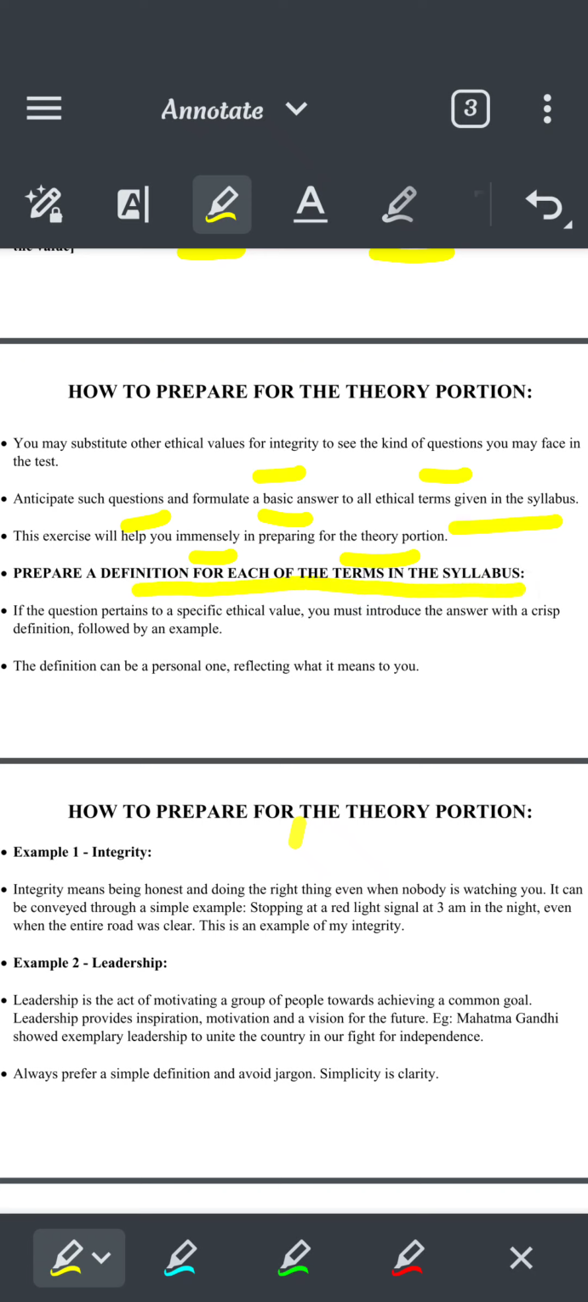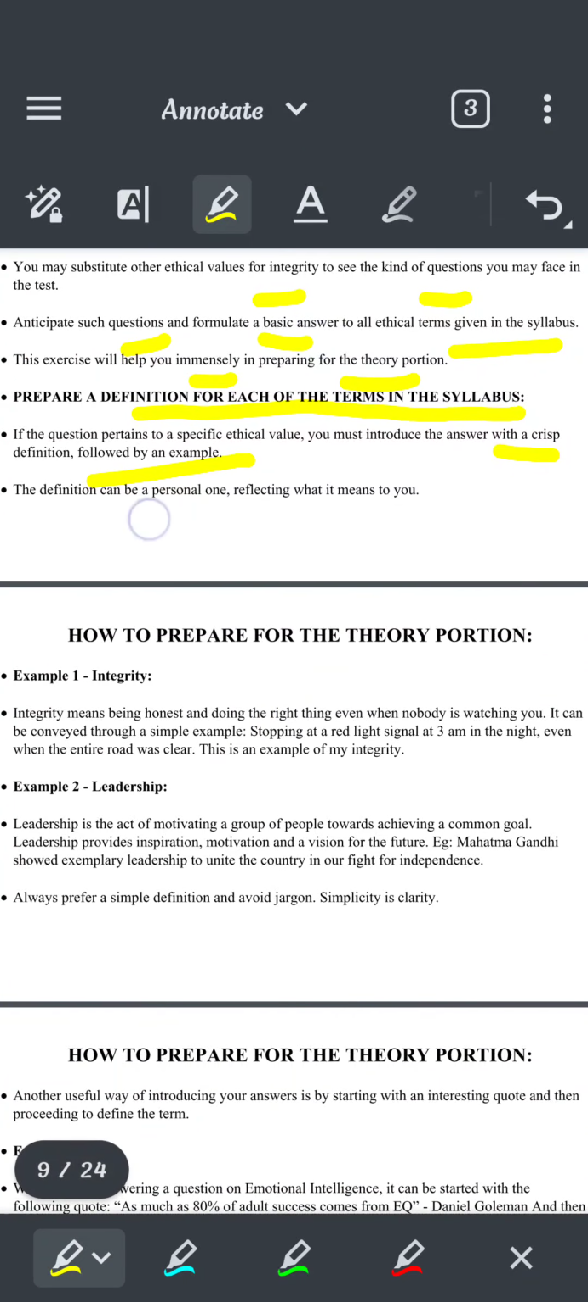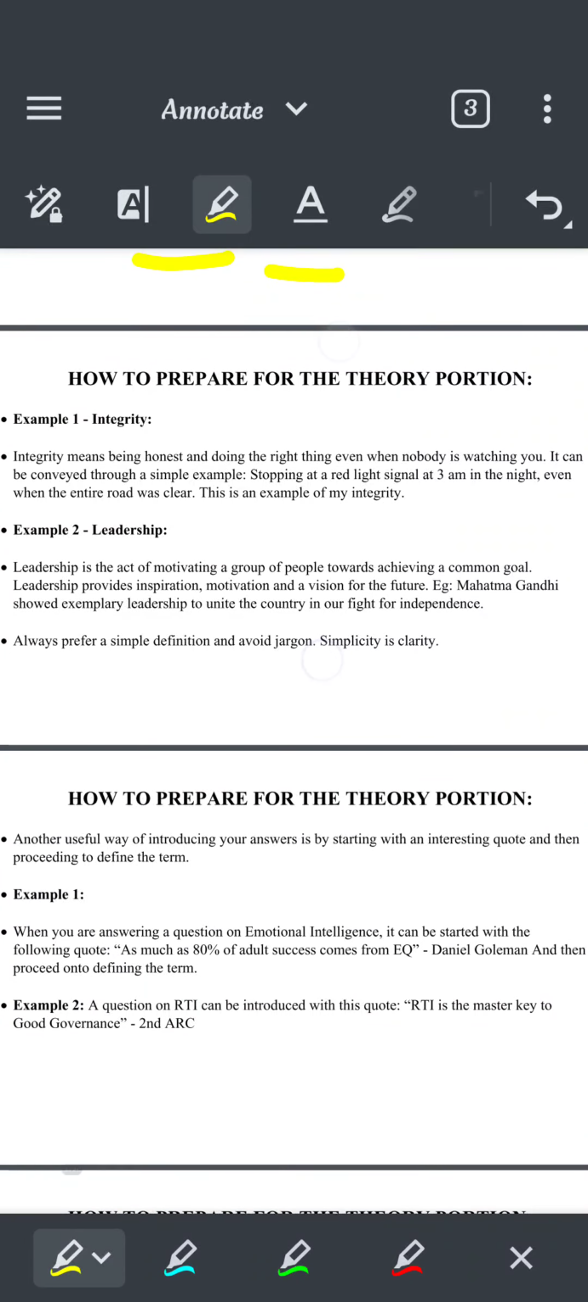If the question pertains to a specific ethical value, you must introduce the answer with a crisp definition followed by an example. The definition can be a personal one, reflecting what it means to you. So example 1 is integrity. Integrity means being honest and doing the right thing even when nobody is watching you. It can be conveyed through a simple example: stopping at a red light signal at 3 a.m. in the night even when the entire road was clear. This is an example of my integrity.